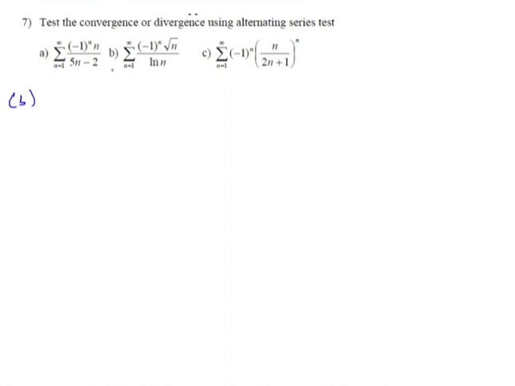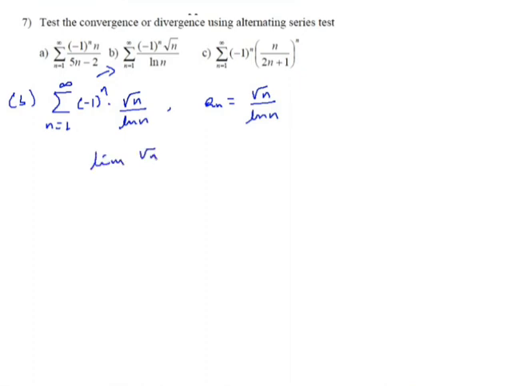Similarly, let's see the b part. Let's look at the series in b. In b the series is minus 1 to the power of n times root n over ln n, as n starts from 1 up to infinity. So here our an is root n over ln n. So we evaluate the limit. The limit of root n over ln n as n approaches infinity is infinity over infinity, therefore we use L'Hopital's rule.